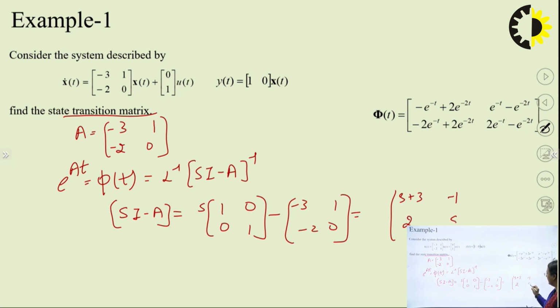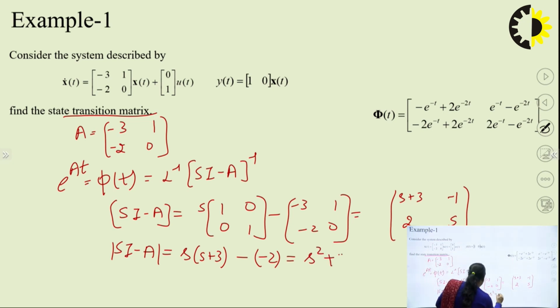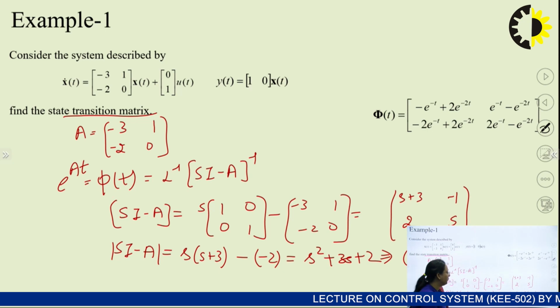Now taking the determinant of sI minus A, the determinant will be s into s plus 3, minus of minus 2. So it is coming out as s square plus 3s plus 2. Okay, so if I take factors, then it will come out to be s plus 1 and s plus 2. Yes, this is what will come, s square plus 3s plus 2, right?